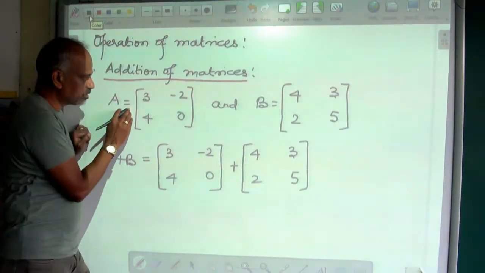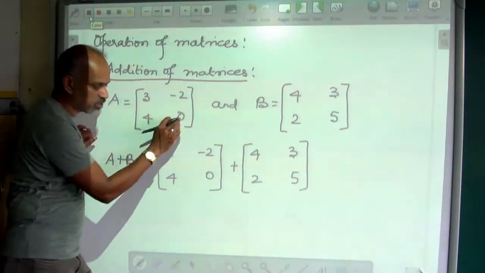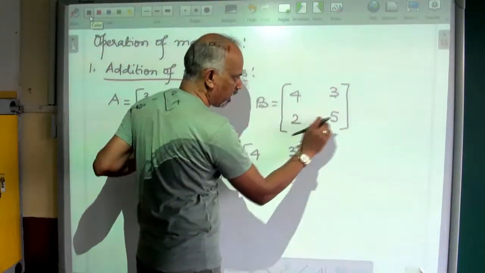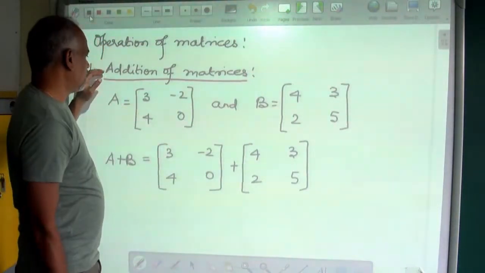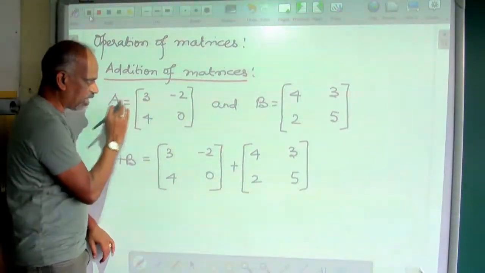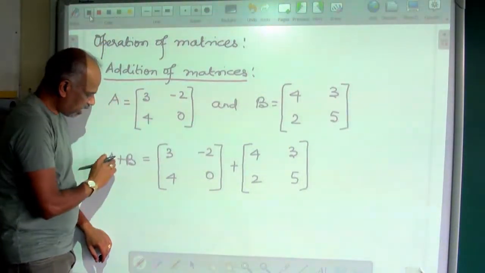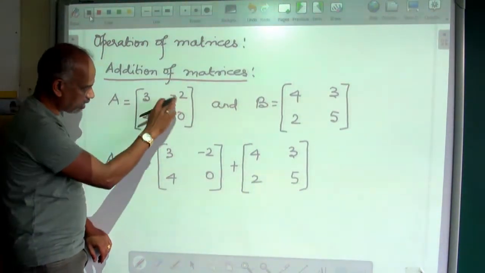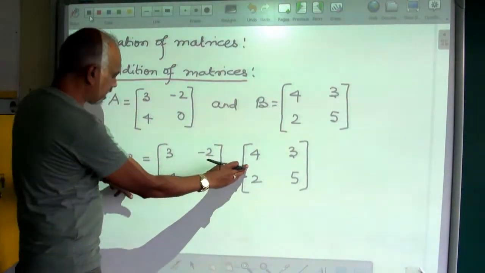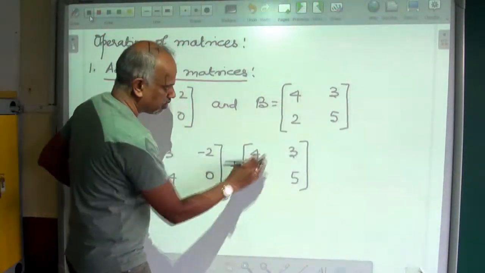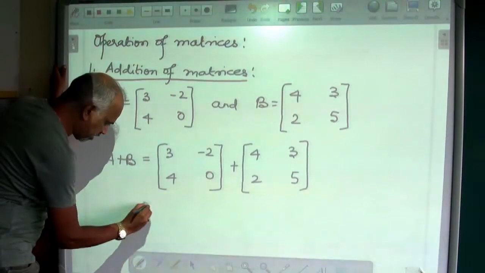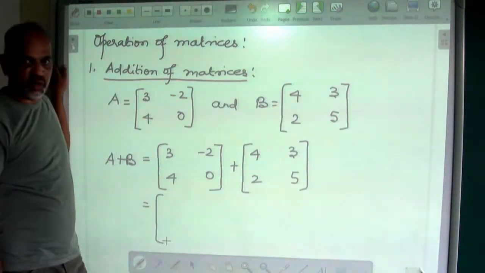Imagine A is the matrix whose elements are 3, -2, 4, 0. And B is the second matrix whose elements are 4, 3, 2 and 5. Now we are going to find A plus B. We are going to add A with B. So A plus B. First is A: 3, -2, 4, 0. Plus the second matrix B: 4, 3, 2, 5. If you add these two matrices, this is what you get.